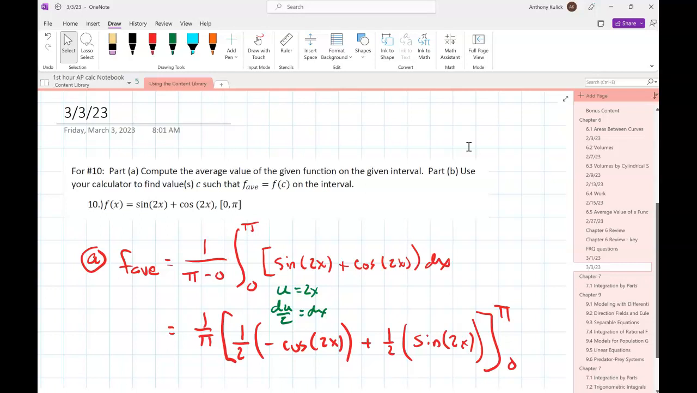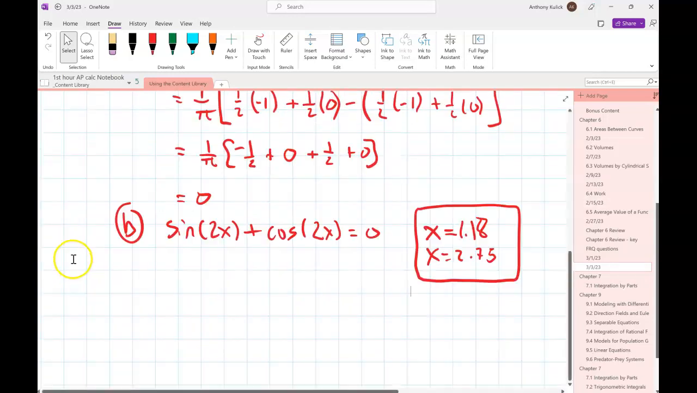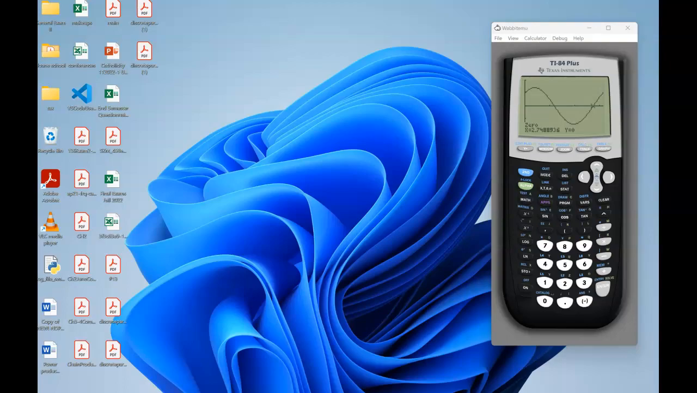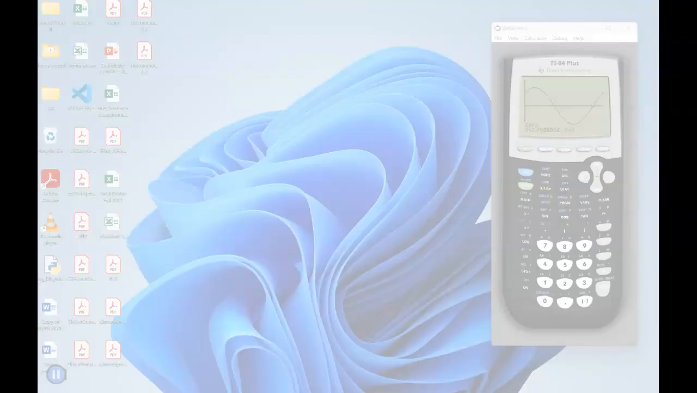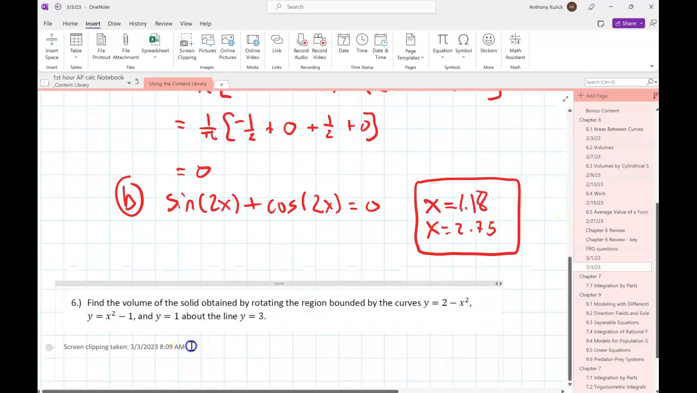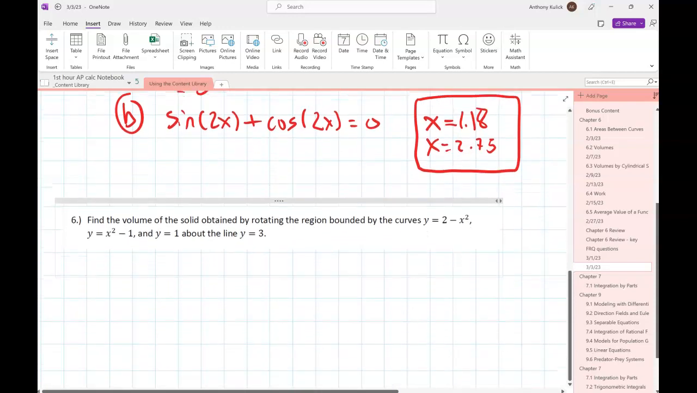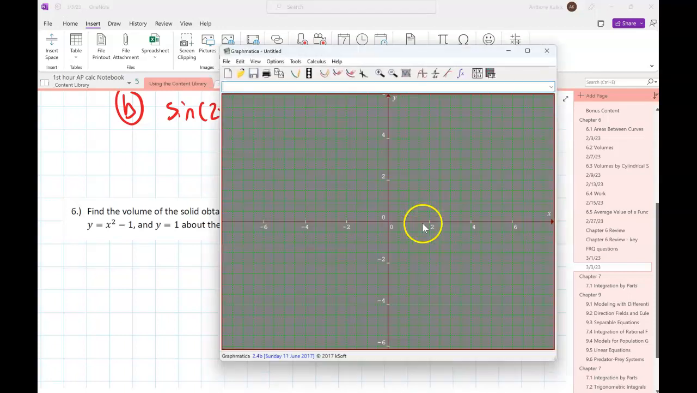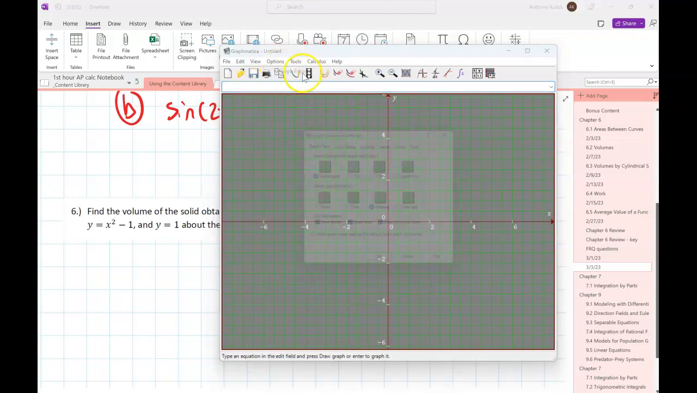Mackenzie, can you do number 6 on the review? 6 from the review? Sure, hope so. All right, find the volume of the solid by rotating the region bounded by the curves, yada, yada, yada, and y equals 1 and y equals 3. Okay, well, let's start by just generating a picture here so we can have some idea what we're looking at.